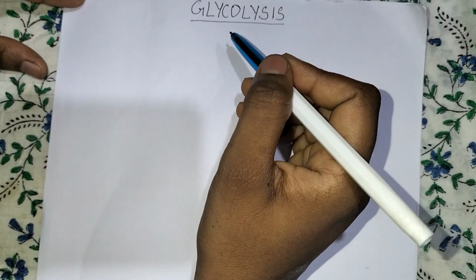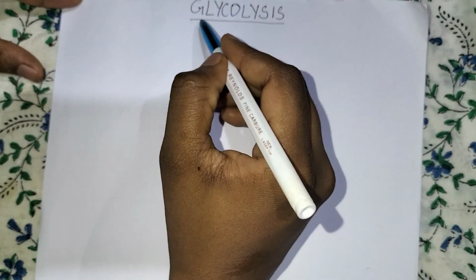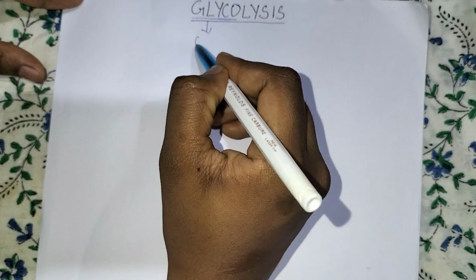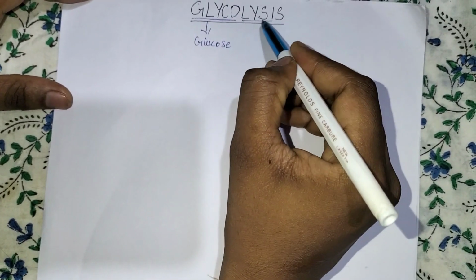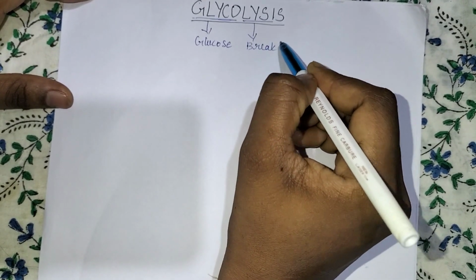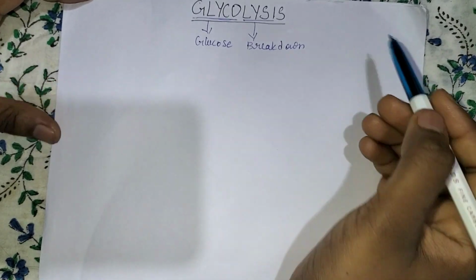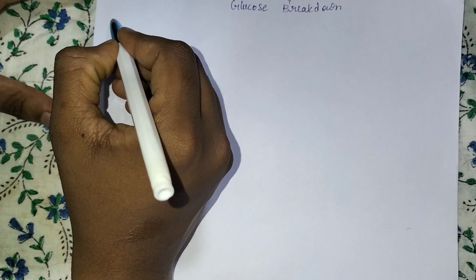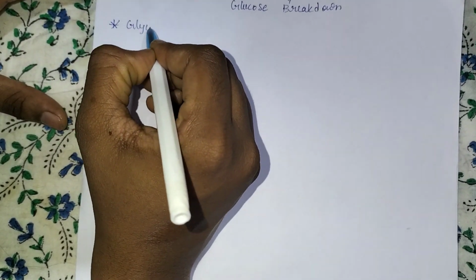So what is glycolysis? First we'll learn what this glycolysis means. The name itself says that glyco means glucose and lysis means breakdown. Okay. So this means that breakdown of glucose is called glycolysis. So we'll learn glycolysis.